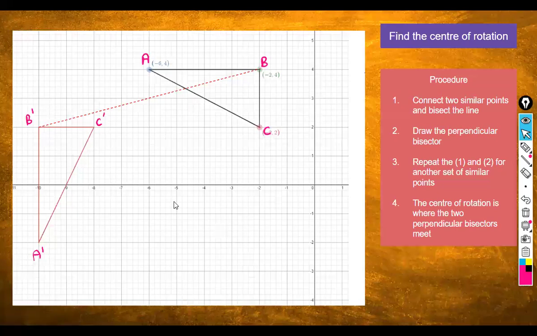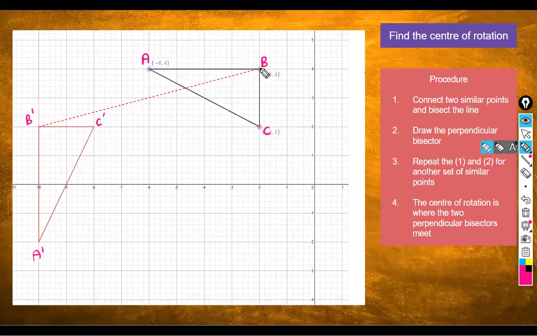The first thing you want to do is take any point, and I started with point B. It doesn't matter which point you start with. You take point B and connect it to B prime. It started off as B, and after it was rotated, it ended up at B prime. You see that red line? Guess what you are going to do? You are going to use your compass and bisect it.